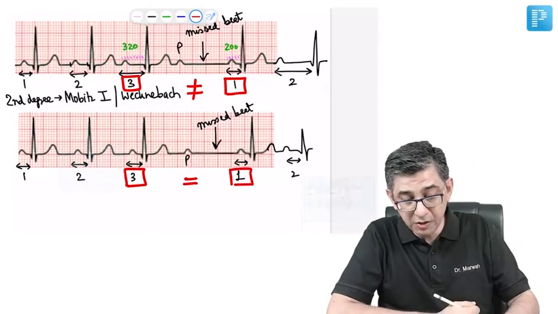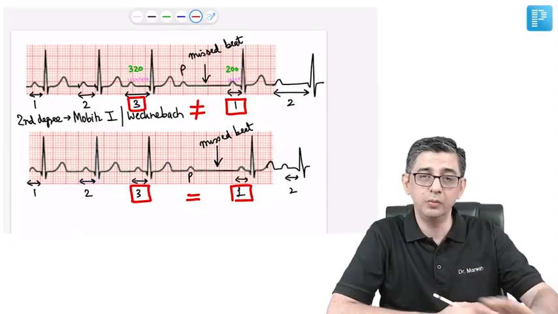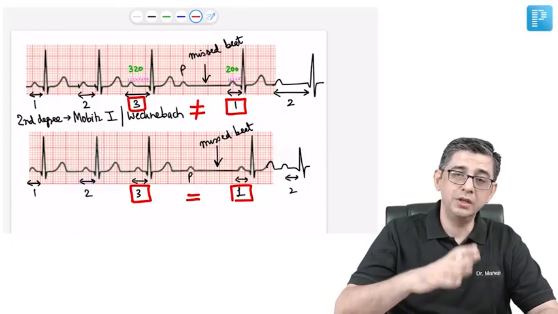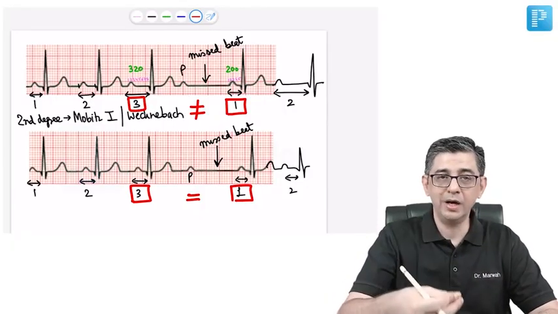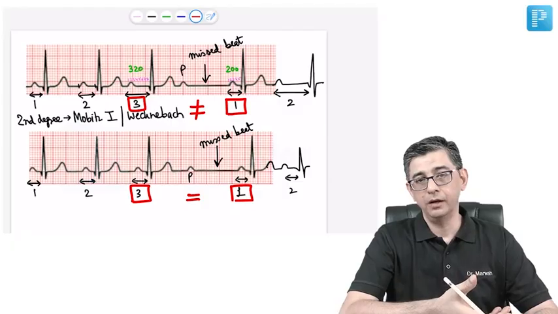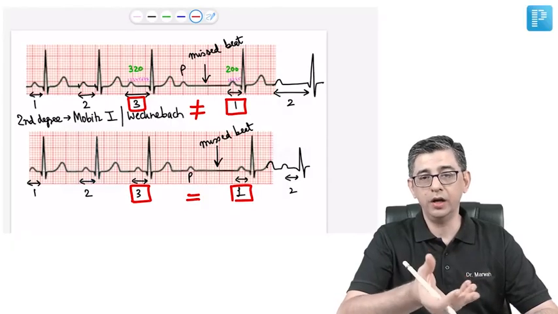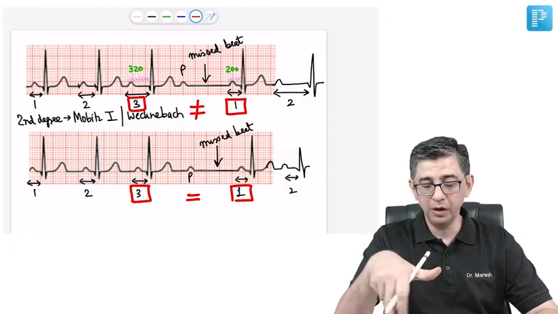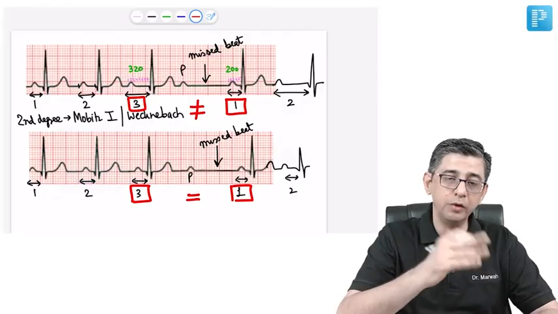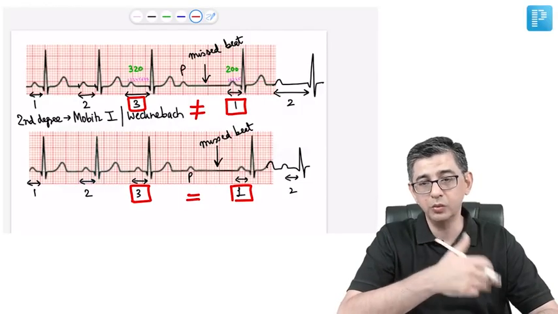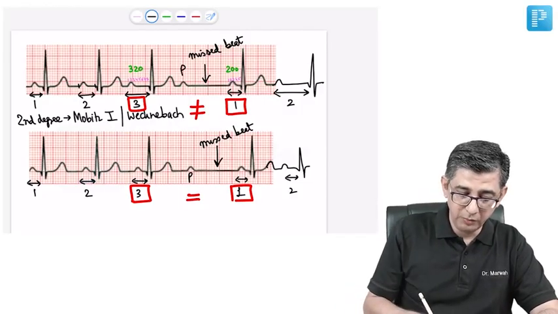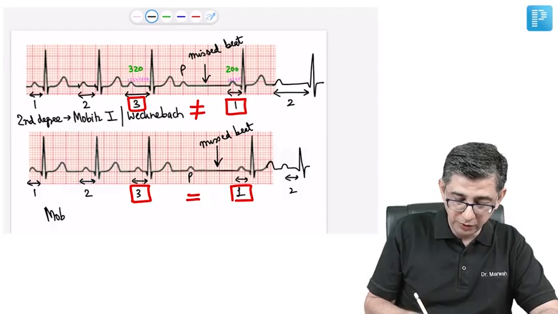Why am I quickly zooming in and zooming out? It is to sensitize you to the fact that you need to learn hacks to cut down on time. You just need to remember the PR interval. If it is equal before and after the missed beat, it is Mobitz 2 heart block. Whereas if it is unequal, then it is Mobitz 1 heart block.